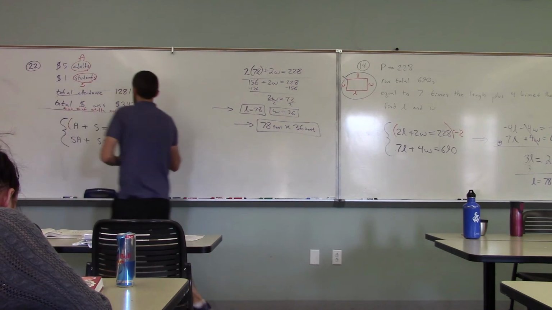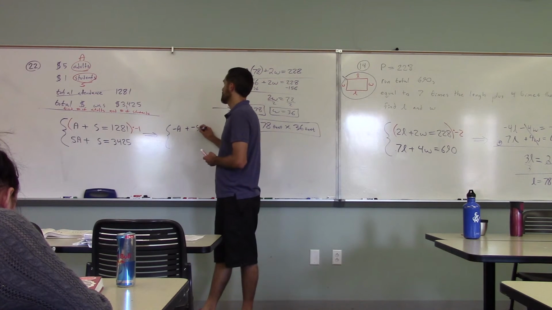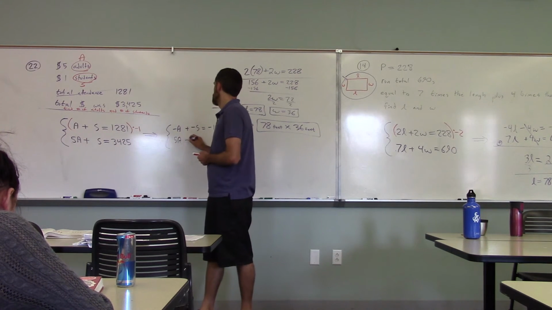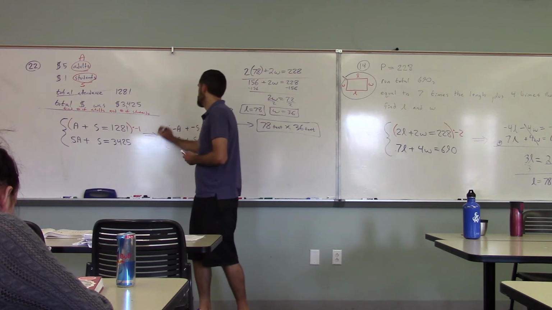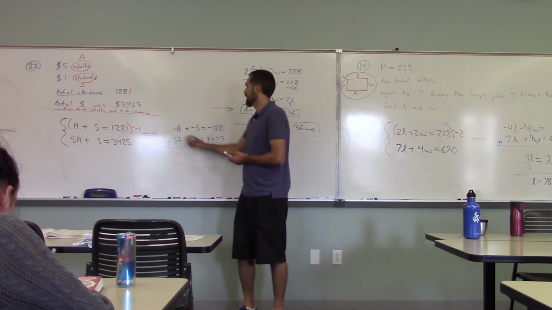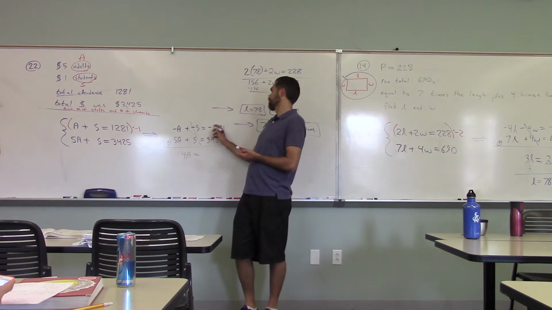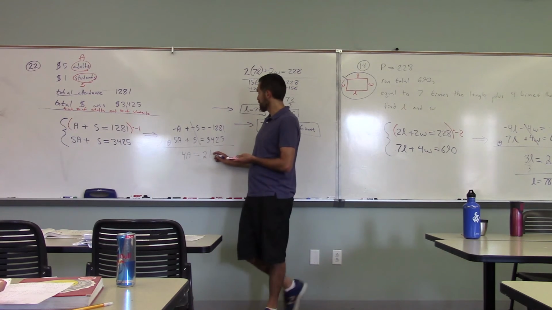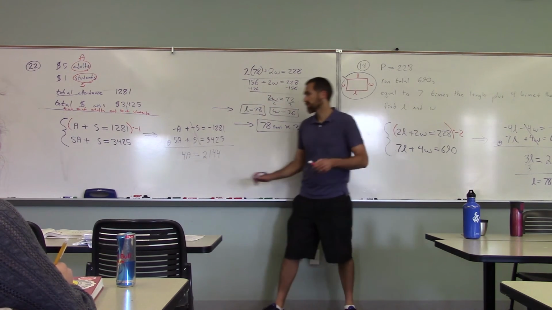So this would become negative A plus negative S equals negative 1281. And then it would be 5A plus S equals 3,425. And again, you have a calculator for the difficult numbers. So adding these together, we would get 4A, S cancels, equals 2,144. And then we would just divide everything by 4.